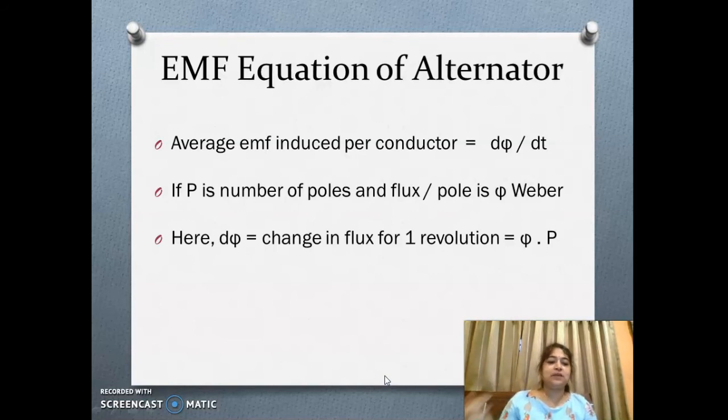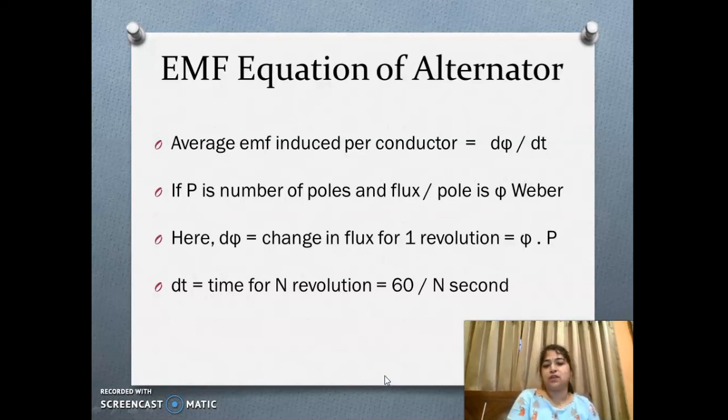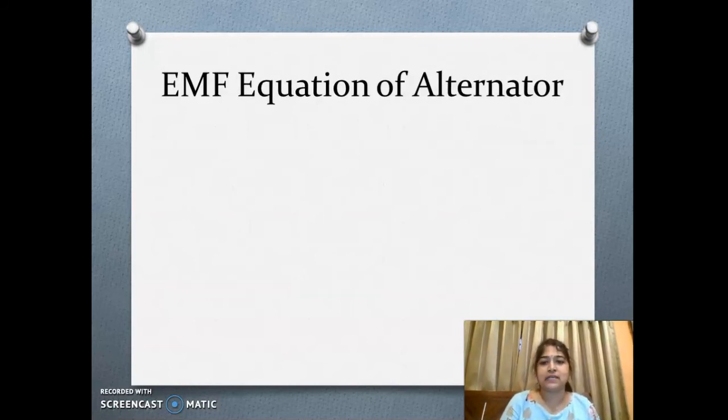So how much time is taken for one revolution? Speed is given by N revolutions per minute. If we convert it into seconds, it is N by 60 revolutions per second. Exactly the reciprocal of that will be the time, so time will be 60 by N seconds. dt is the time taken for one revolution, that is 60 by N seconds.